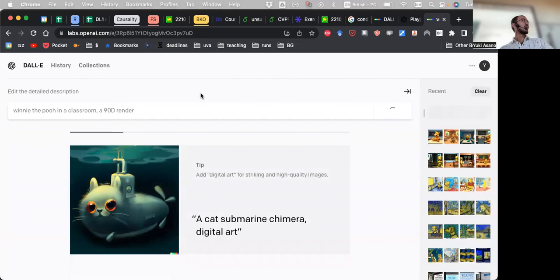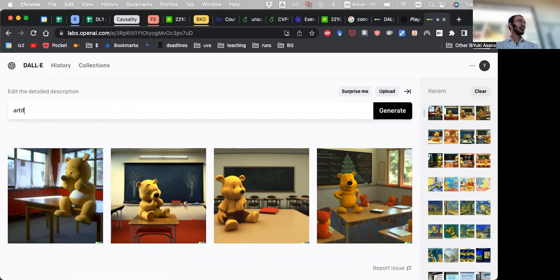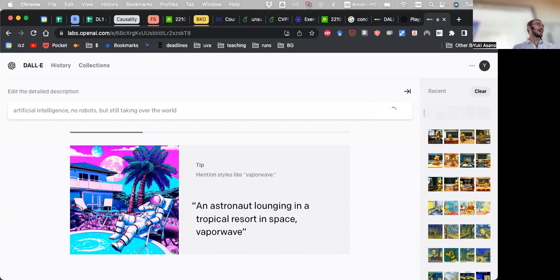Any other non-Winnie the Pooh suggestion? Can I try artificial intelligence? Sure. Awesome. Artificial intelligence. What else? Doing this collaboratively. So one thing came from here. How do we continue? No robots. It's still taking over the world. I don't know. We might just see a giant Excel sheet at this point.